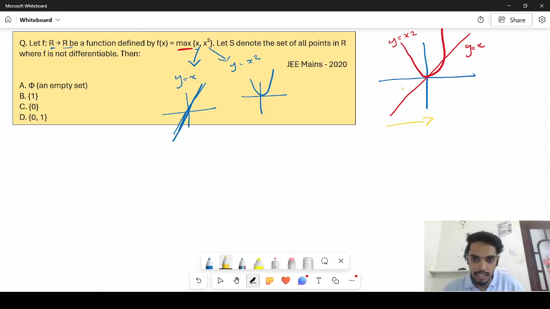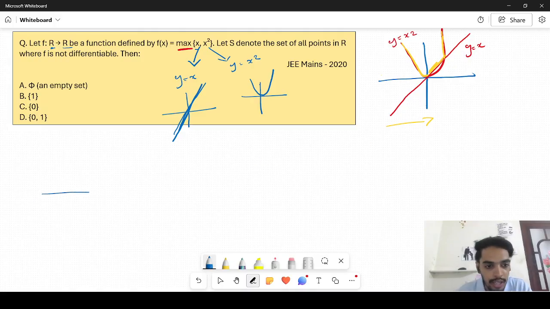Two graphs are here. One is y is equal to x, another one is y is equal to x square. Which will be the maxima? Yes, y is equal to x square. So this is the graph till this point. From the origin, the maxima became y equal to x, right? So this will be the maxima now, and after that, the maxima will be this one. Are you able to follow, guys? So the yellow marked graph is our function.